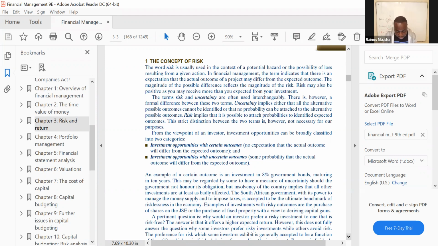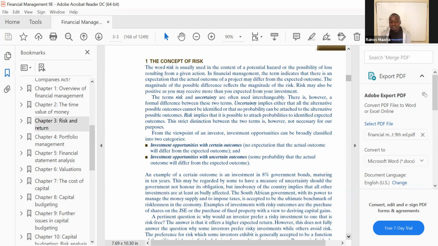The terms risk and uncertainty are often used interchangeably. There is, however, a formal difference between the two terms. Uncertainty implies either that all the alternative possible outcomes cannot be identified, or that no probability can be attached to an alternative possible outcome. And risk implies that it is possible to attach probabilities to identify the expected outcome.